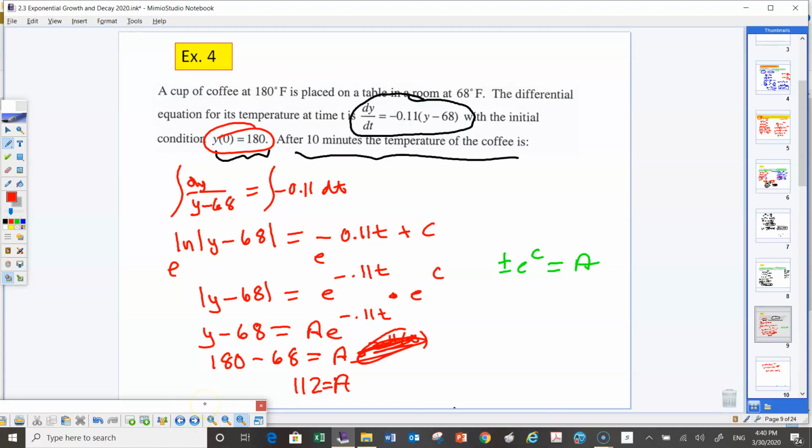So again, this is a differential equation that we have to separate the variables. Slightly different than the exponential growth and decay, but just another application of separable differential equations.